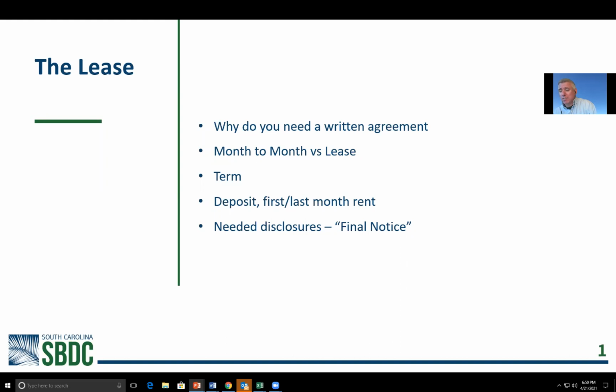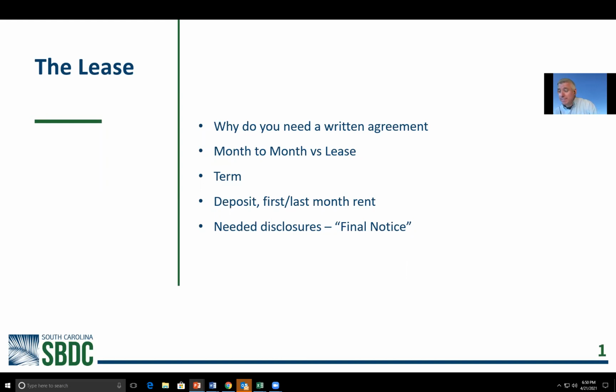If you don't have a written agreement, you can always refer back to the Landlord and Tenant Act to try to figure out how the laws and statutes apply to you. You need a written agreement, though. I mean, if you're going to do this as a business, do it. Get the written agreement. You protect yourself.